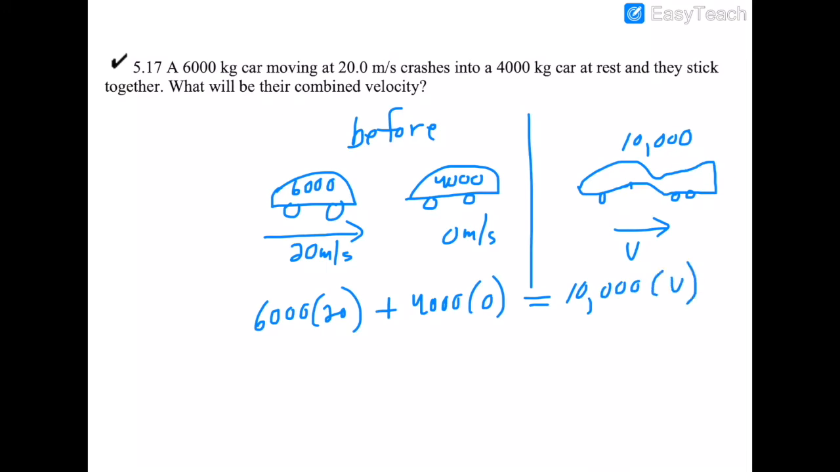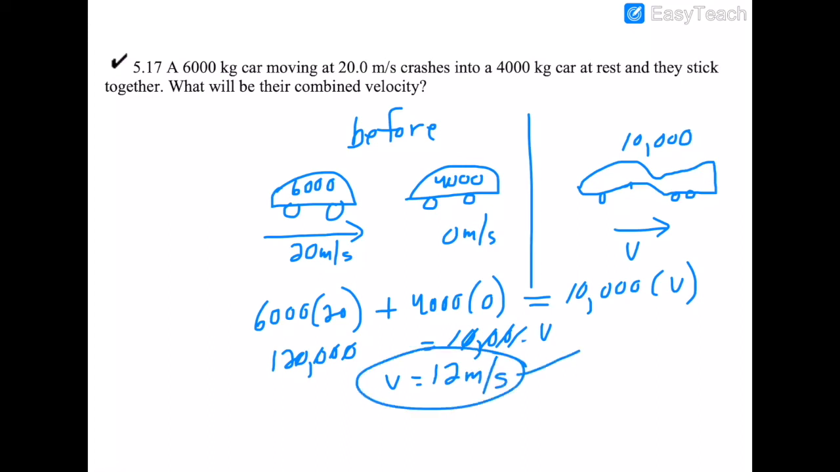Okay, so 6,000 times 20 is 120,000 plus 0 is still 120,000. That needs to equal 10,000 times v. So what is v? V would be 120,000 divided by 10,000. We can cross off zeros. That's 4 zeros. 1, 2, 3, 4. Okay, and 12 divided by 1 is 12, right? So 12 meters per second is how fast that car system is going to be moving.